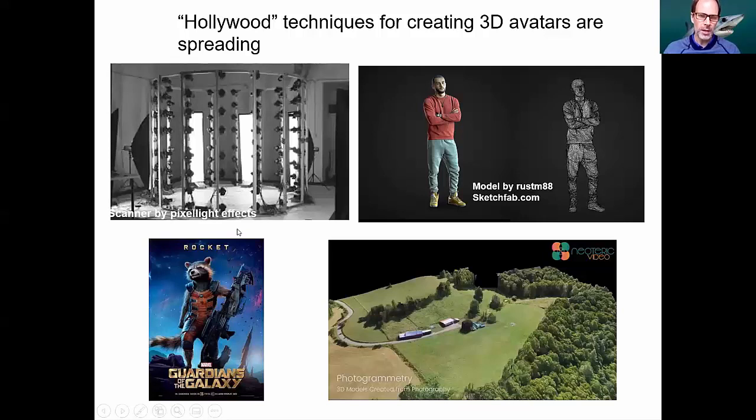Well, the way they made that Rocket Raccoon was they put an actual stuffed raccoon inside a whole bunch of cameras, like what you see here on the top left, and they photographed it from many different points of view. Then, using computer software, they create a 3D model of that raccoon and ultimately transform it into Rocket Raccoon. This process is called photogrammetry. It is a process that is widely used in the entertainment industry for creating 3D avatars.